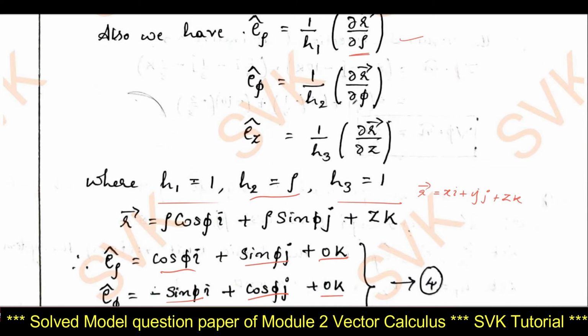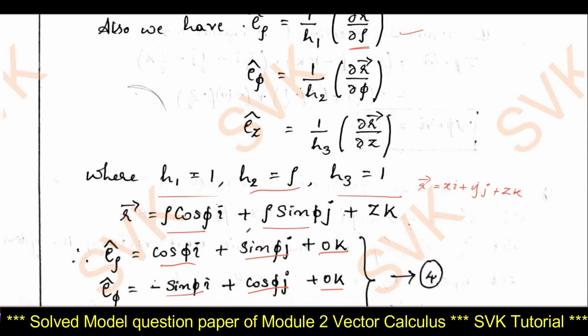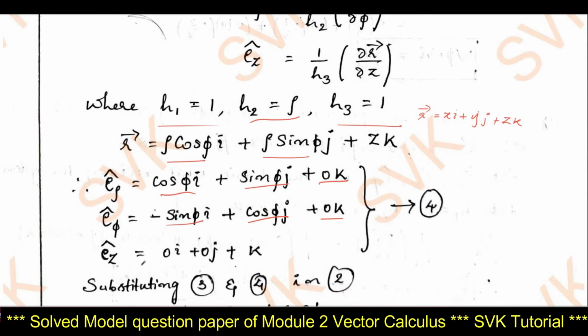Similarly, we will go with the derivative of r with respect to z. Here there is no z, here there is no z, therefore it is 0i plus 0j. Here we have z, so the derivative of z with respect to z is 1. So h3 value is 1, therefore we are left with 1, this is E z cap. So I got E rho, E phi, E z. I will name that as equation 4.